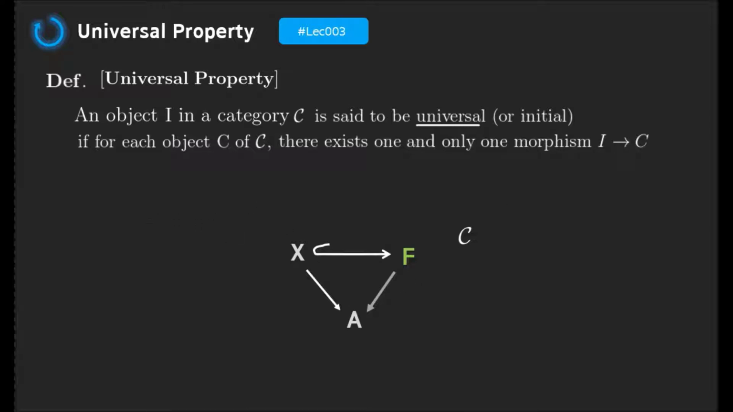For example, when we consider the pre-object, the definition of the pre-object, we can say this has the universal property, because for each object A given by the definition of the pre-object, there is a unique morphism from F to A.